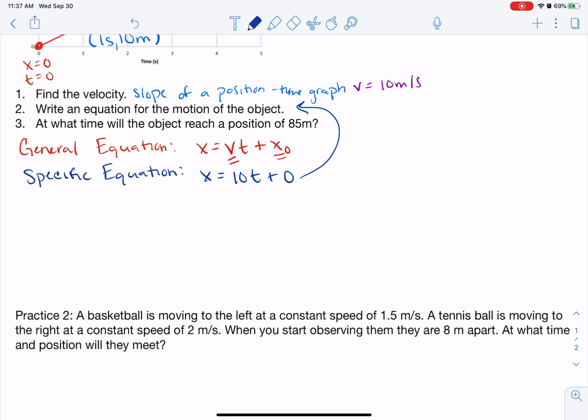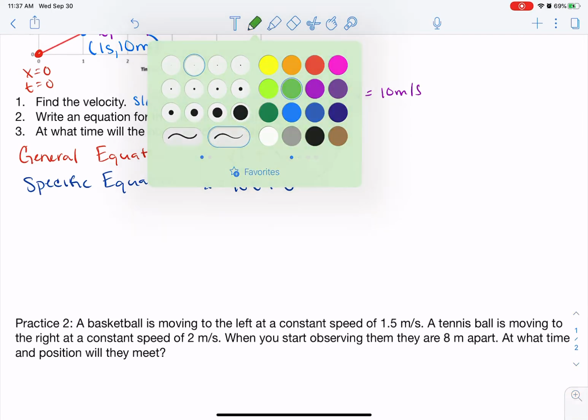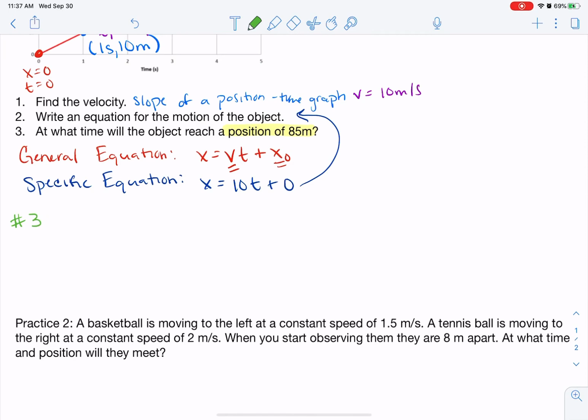And now we can use this equation to answer number 3. Number 3 asks, at what time will the object reach a position of 85 meters? Okay, so for number 3, let's pick a new color. We're saying a position is 85 meters, and our time we want to know. So we're going to plug this directly into this equation that we just made.